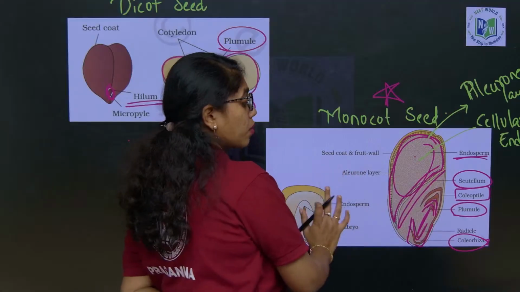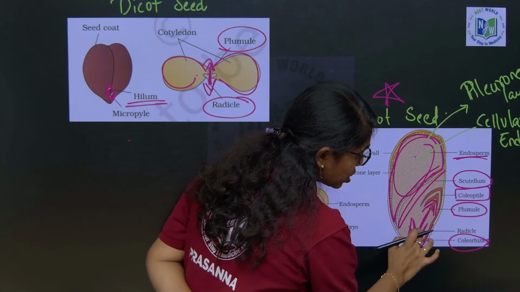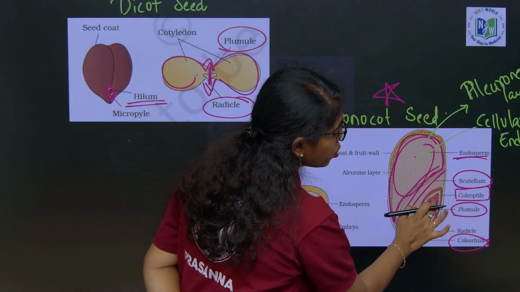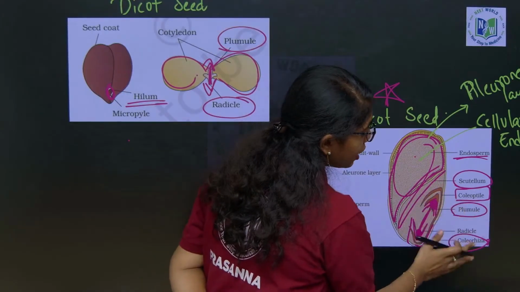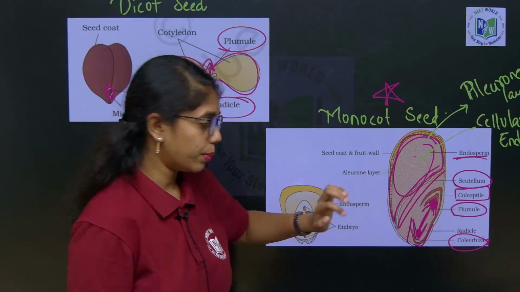And in a previous year question also, this region is the radicle, which gives rise to the root, not the coleorhiza, and this region at the shoot, that is the plumule region, gives rise to the shoot, okay, not the coleoptile. Remember that.